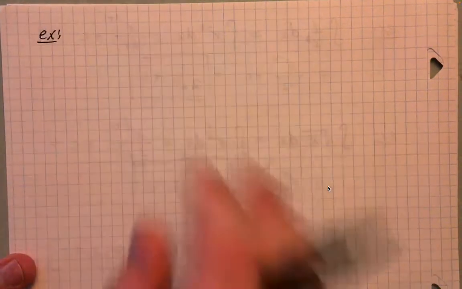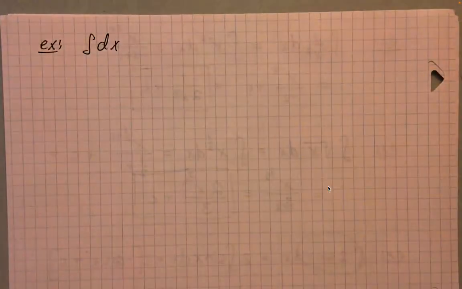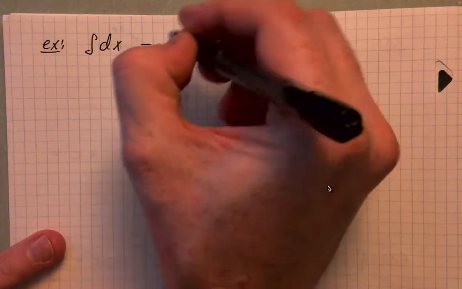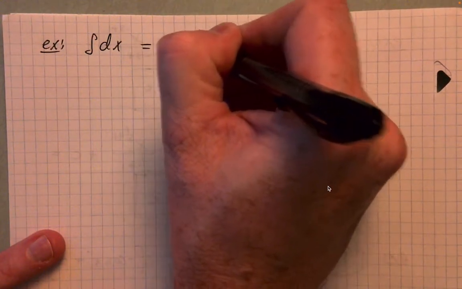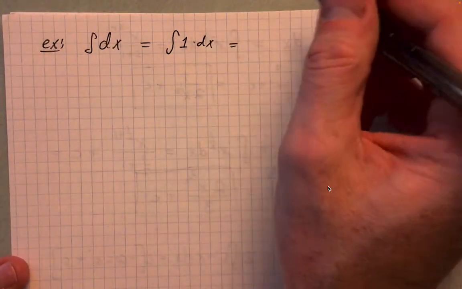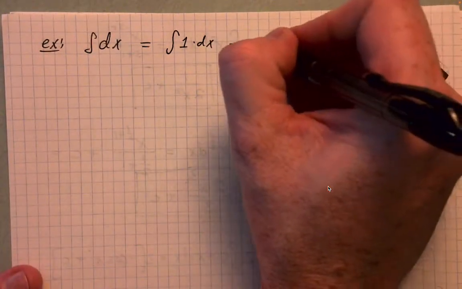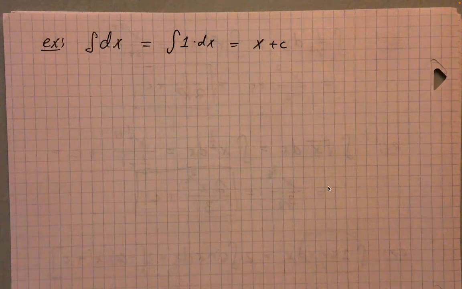A couple more examples. How about the integral of just dx? What does that even mean? Well, just like in algebra in general, what we mean here is 1 dx. So what is that integral? Well, it is x plus c.